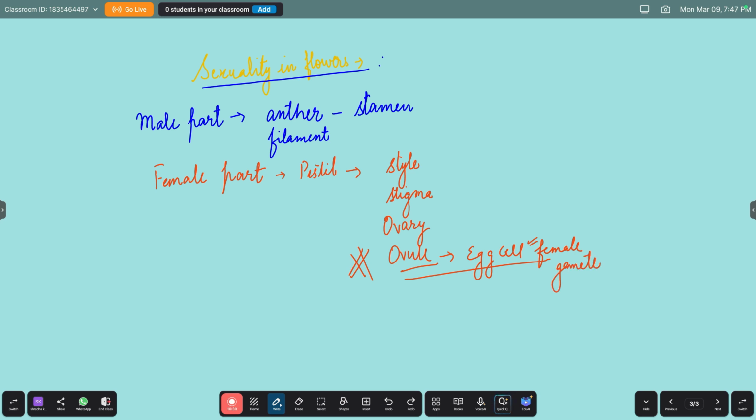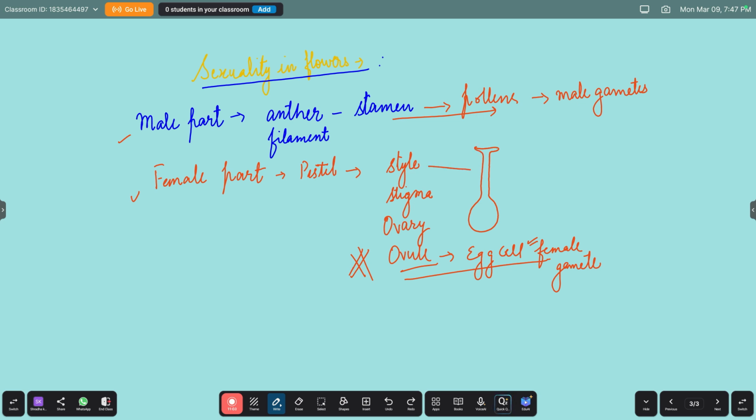Okay, so same over here, the male gamete, that is stamens. The stamen produces pollens, which actually consist of the male gametes. Clear beta? The male part and the female part of the flower. Stamen produces pollen, which is actually the male gamete. Pistil consists of the style, stigma, ovary, this part which is centrally located in the flower.